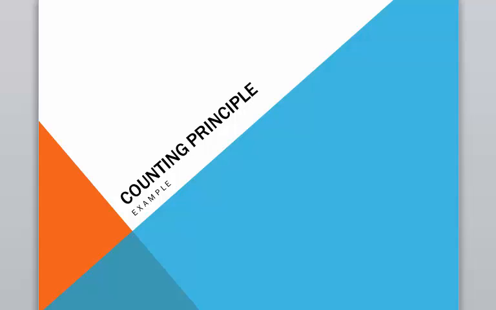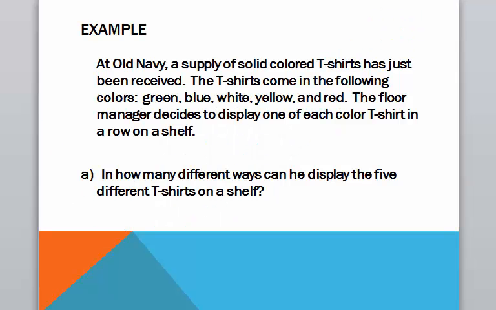We'll now look at an example involving the counting principle. At Old Navy, a supply of solid colored t-shirts has just been received. The t-shirts come in the following colors: green, blue, white, yellow, and red. The floor manager decides to display one of each color t-shirt in a row on a shelf. Part A of the problem asks us, in how many different ways can he display the 5 different t-shirts on a shelf?